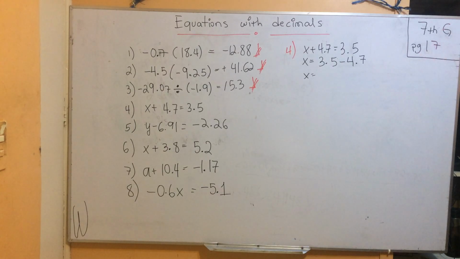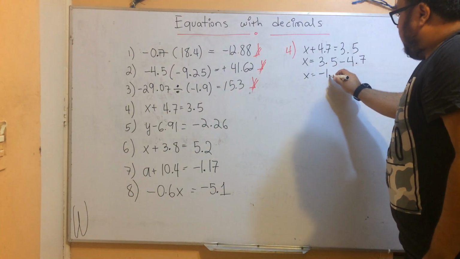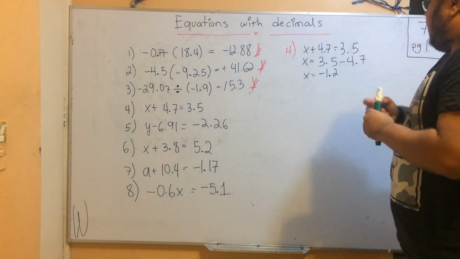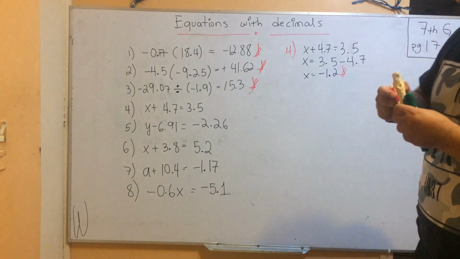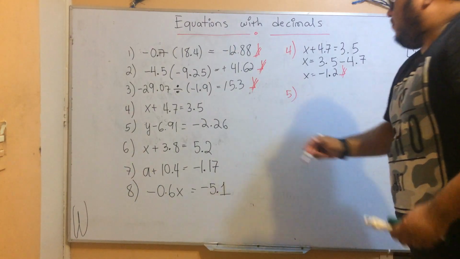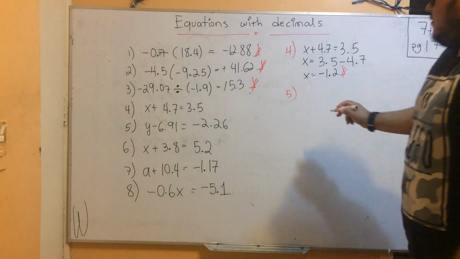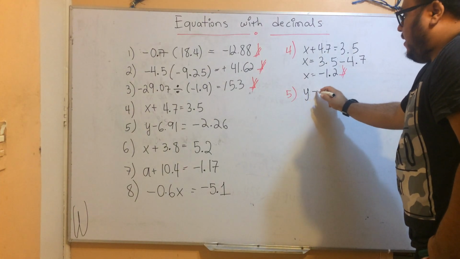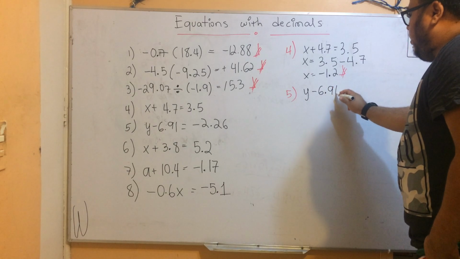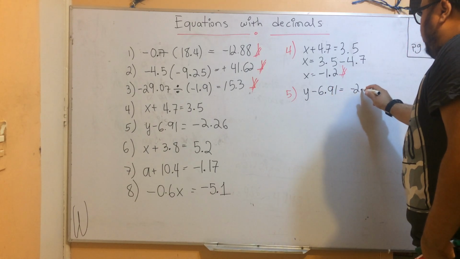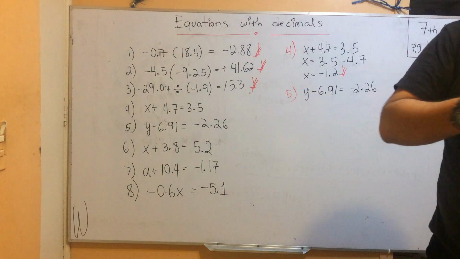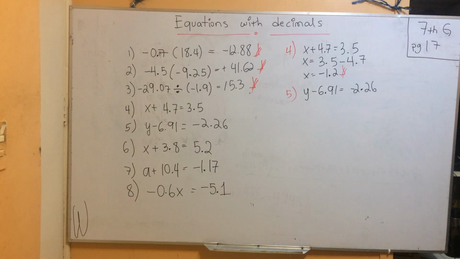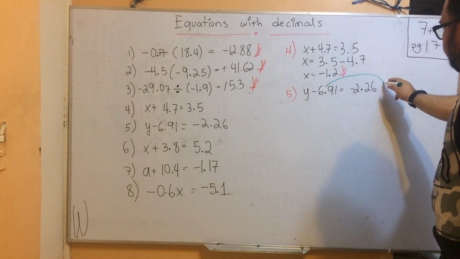Sometimes we can do them by just looking at them, but it's better to check with a calculator, because remember, if the answer is not exact, it's wrong. So we have that the answer is negative 1.2, and there we have our answer. Let's work on number 5. Number 5 says y minus 6.91 equals negative 2.26. So let's solve for y. If this number is negative, how am I going to switch it to the other side?